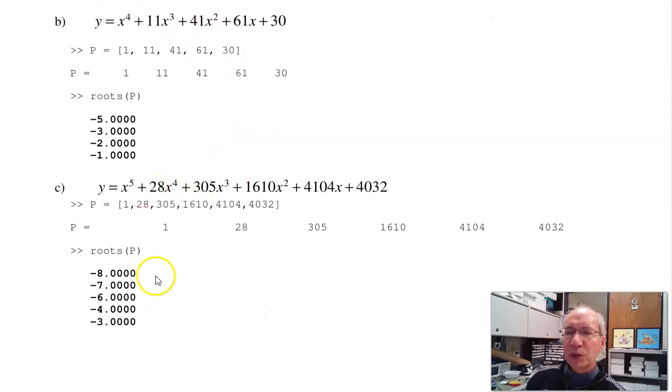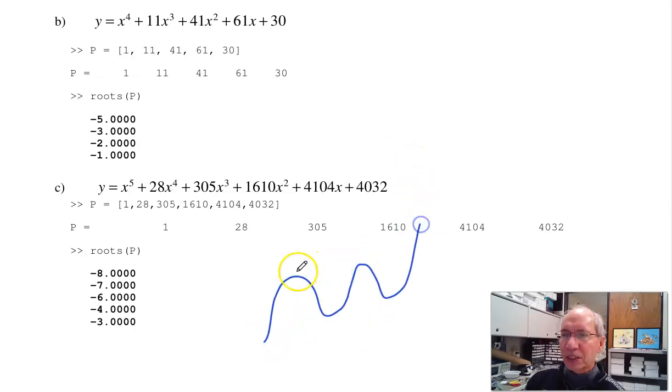For a fifth order polynomial, there are the roots. What the roots are is, if you sketch the polynomial, the fifth order polynomial looks like this. There are 5 solutions: 1, 2, 3, 4, 5. And here are the zero crossings, the roots.